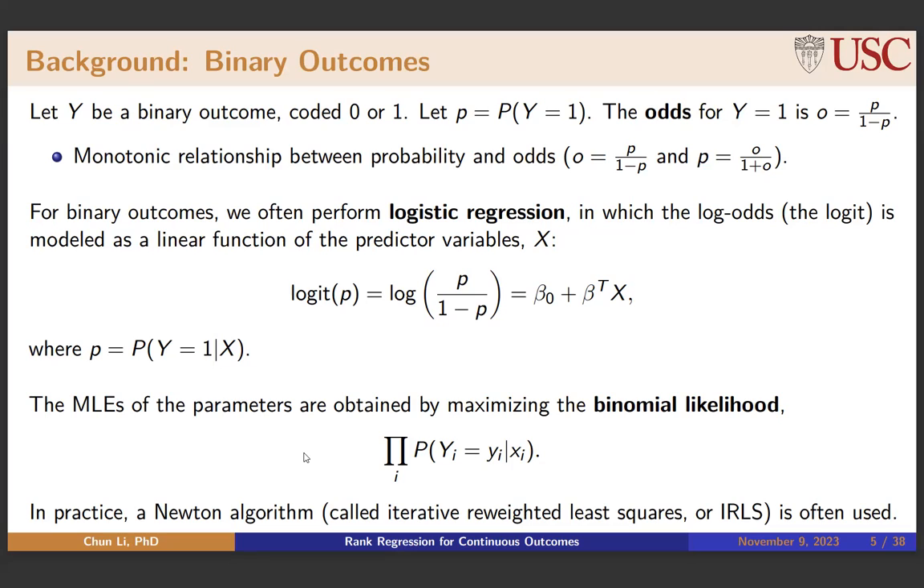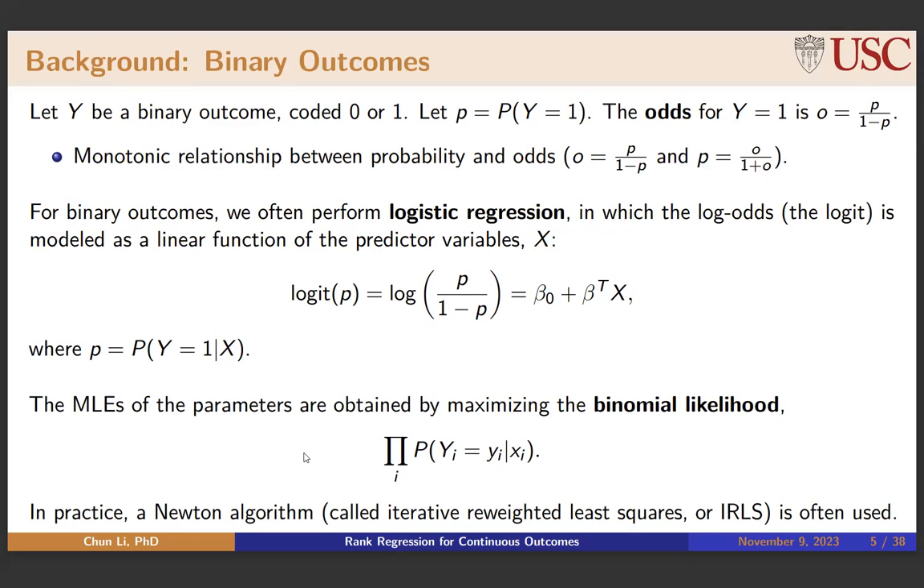A special case of ordinal data is binary data. It has only two categories. Often we denote it as 0 and 1, and we can use category 1 as the outcome of interest. We can compute the probability, and conceptually the odds. And probability and odds always go monotonic: the higher the probability, the higher the odds, and the higher the odds, the higher the probability.